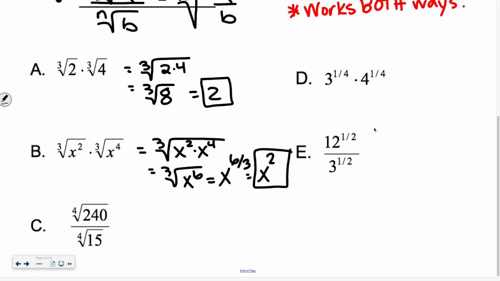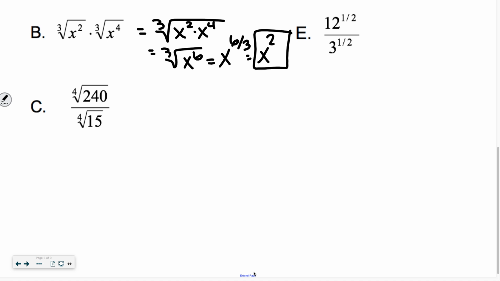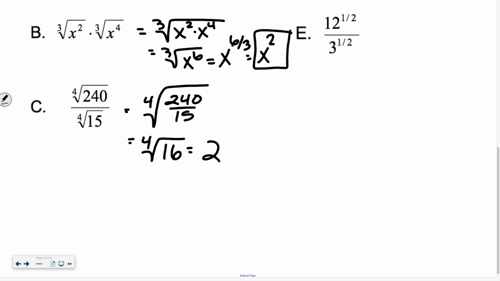Okay, letter C, 4th root of 240 divided by 4th root of 15. If you check your 4th column on your perfect squares, cubes, fourths chart in your notes, those aren't on it, right? So we'd either use our calculator or attempt a property of radicals. Since they're both 4th roots, I can keep the 4th root, and underneath I can do 240 divided by 15. That is 16. So the 4th root of 16 is 2.